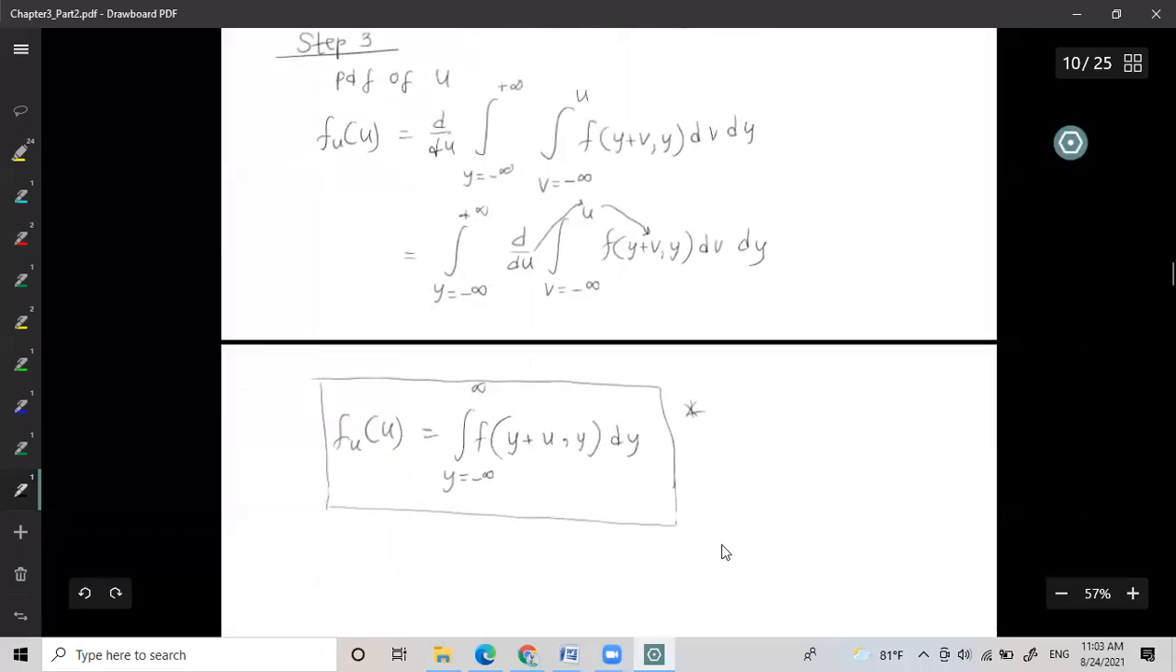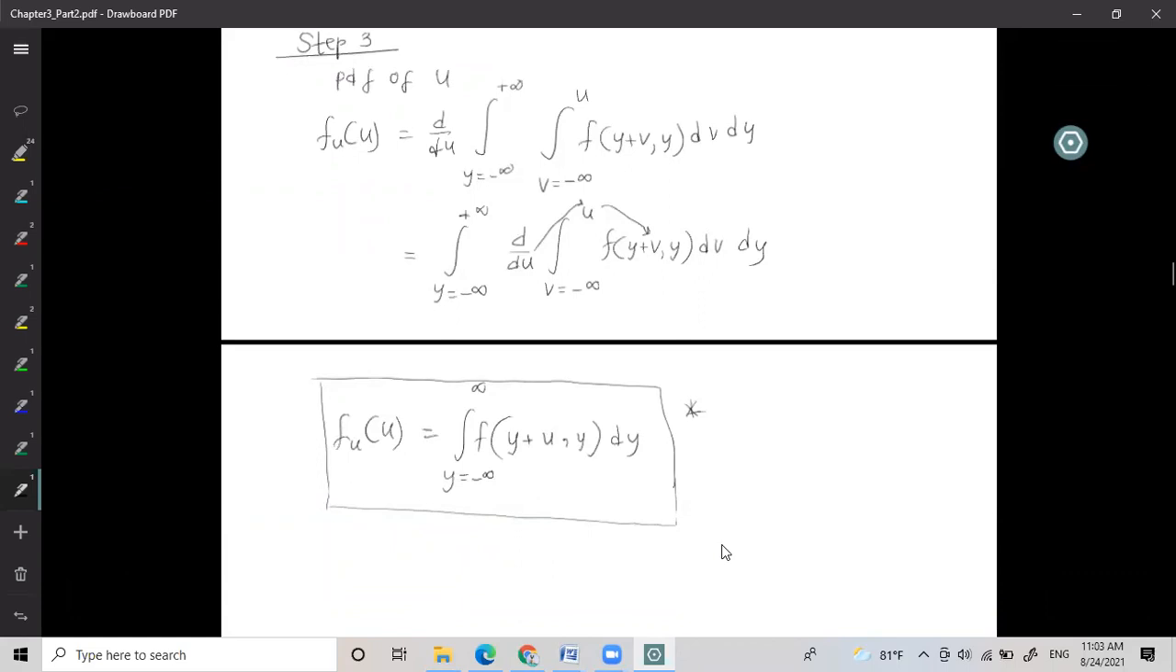So this is the density function of u, where u is the difference x minus y. Any questions so far?